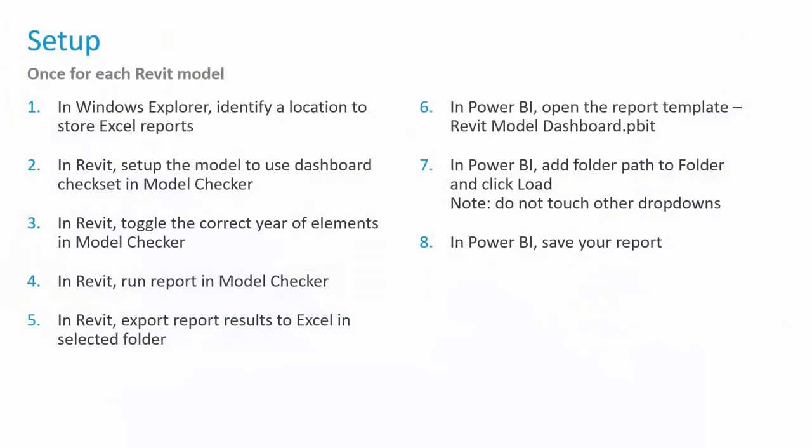So the initial setup that we have to do once for each Revit model, the steps are outlined there. We're going to call back to this slide in a little bit, but instead of simply walking through these steps, I'm going to open up Windows, I'm going to open up Revit, I'm going to open up Power BI, and we're going to walk through each of these steps to show you precisely how to set up your project. Luckily, per project, you only have to do this setup once, and then once it's configured, you simply rerun your reports and export those results, and your Power BI dashboard is automatically updated properly.